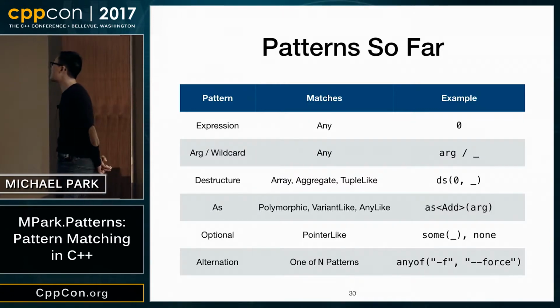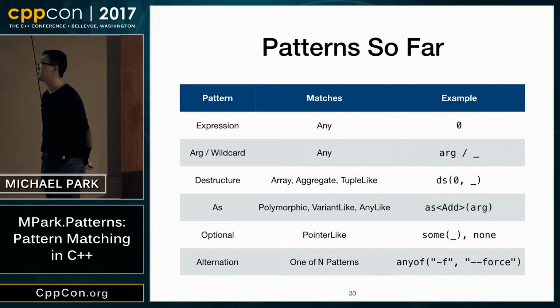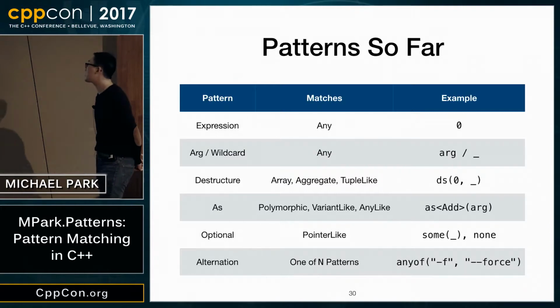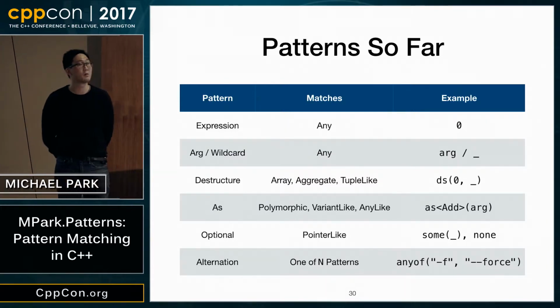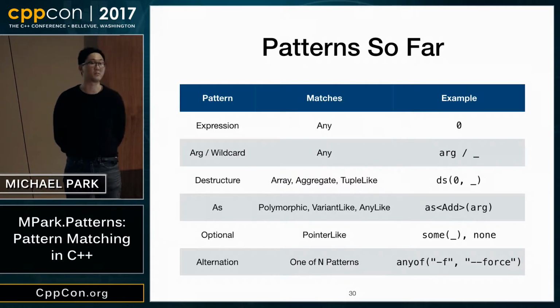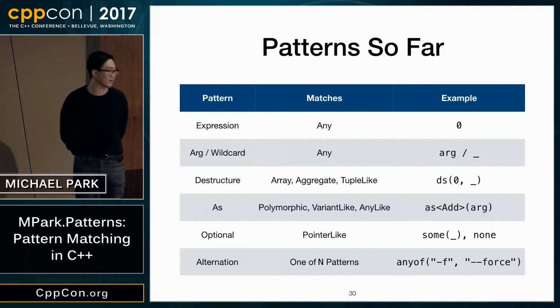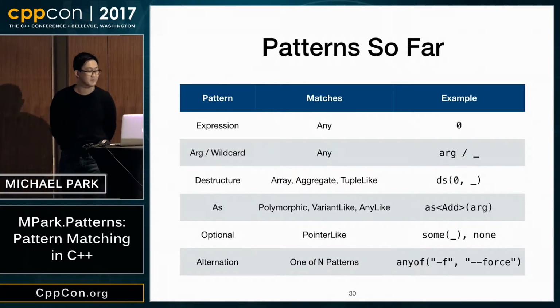The as pattern, as I mentioned, matches polymorphic types, variant-like types, and any-like types. Some matches pointer-like types. The example that I showed was with a std optional, but you could also match pointers with it, for example. And alternation is going to match one of the n patterns and then dispatch to the handler if any of them matches.